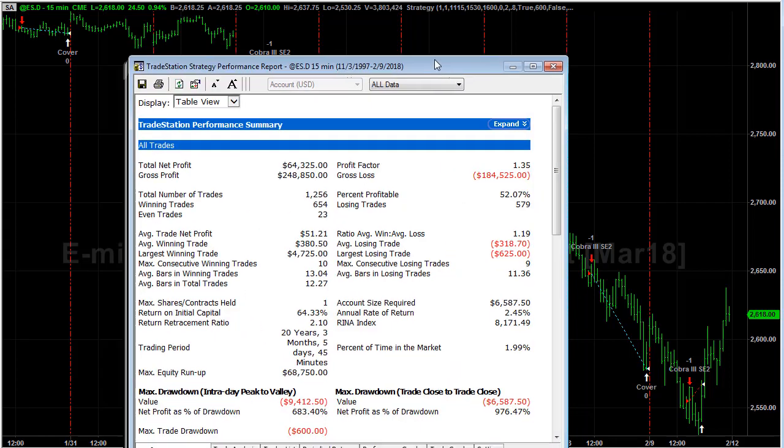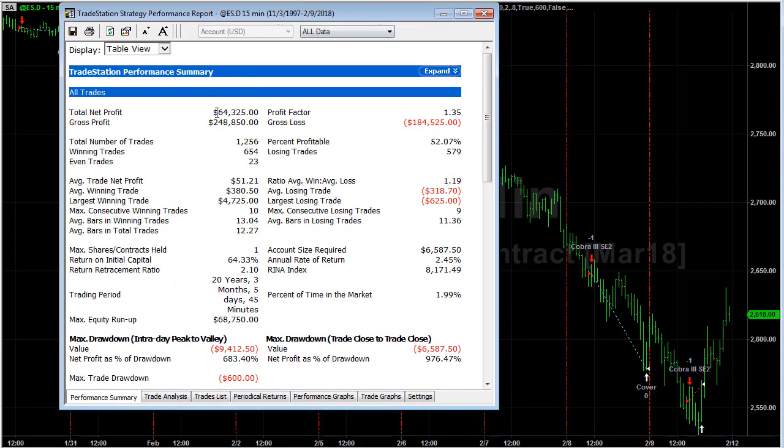But take a look at these results. It went from about 44,000 in the last one to 64,000, so almost a 50% boost in profit. The average trade profit goes from 35 to 51. That is with $25 slippage and commission. The max closed trade drawdown increases by about 1,000.